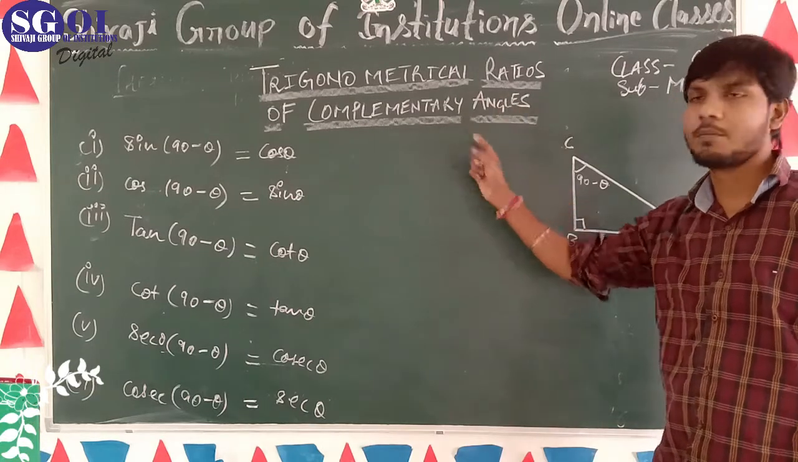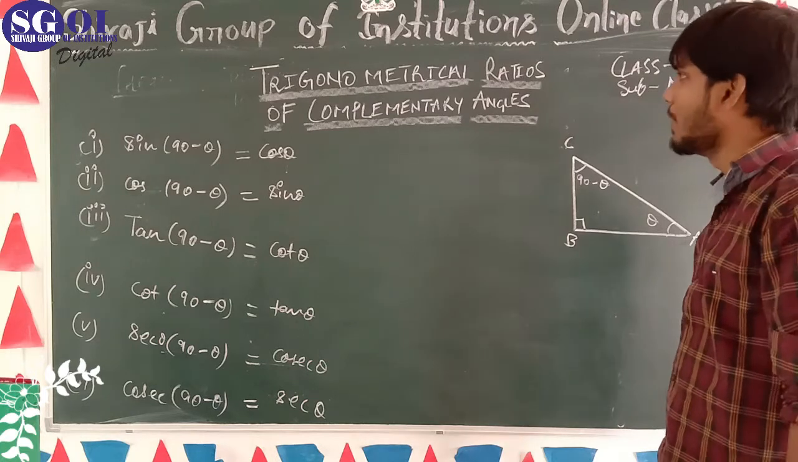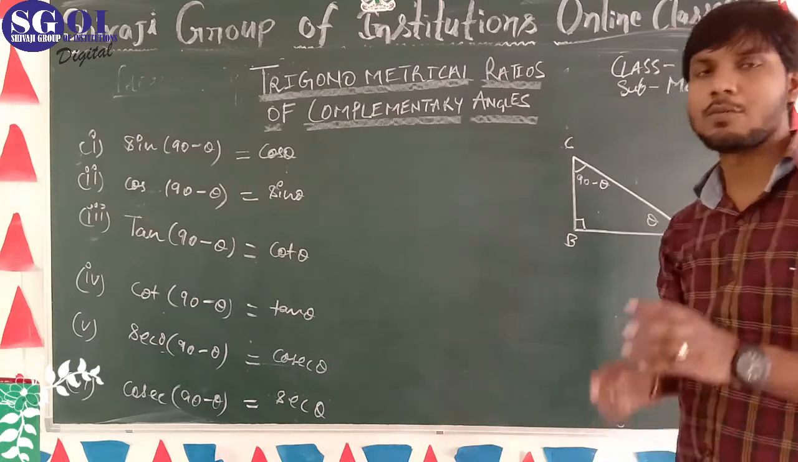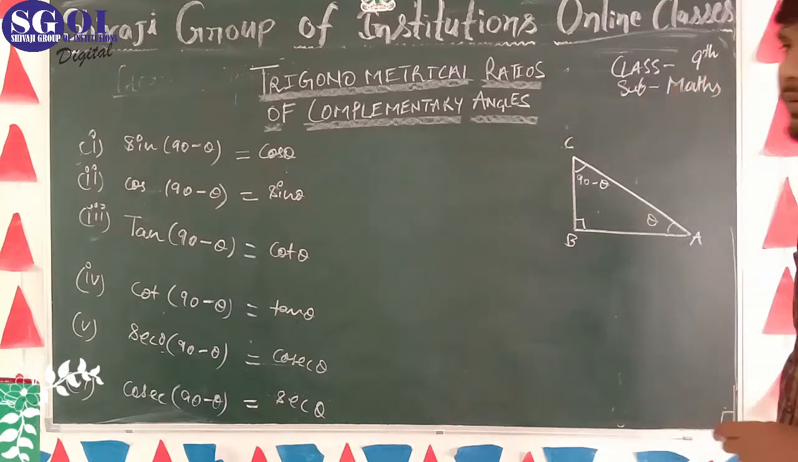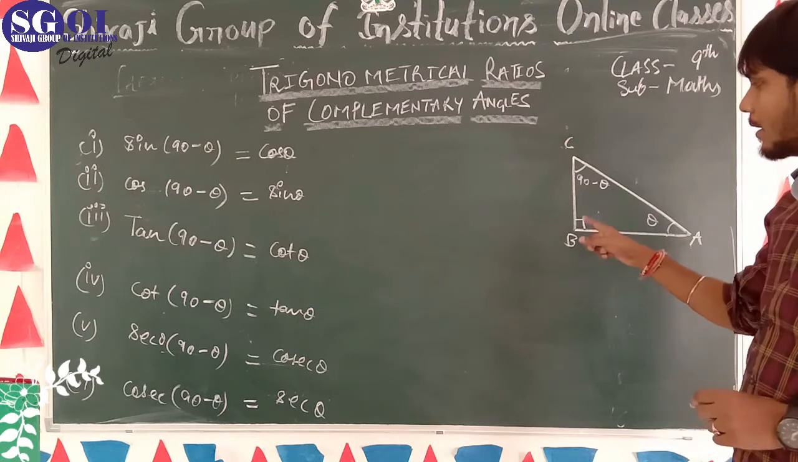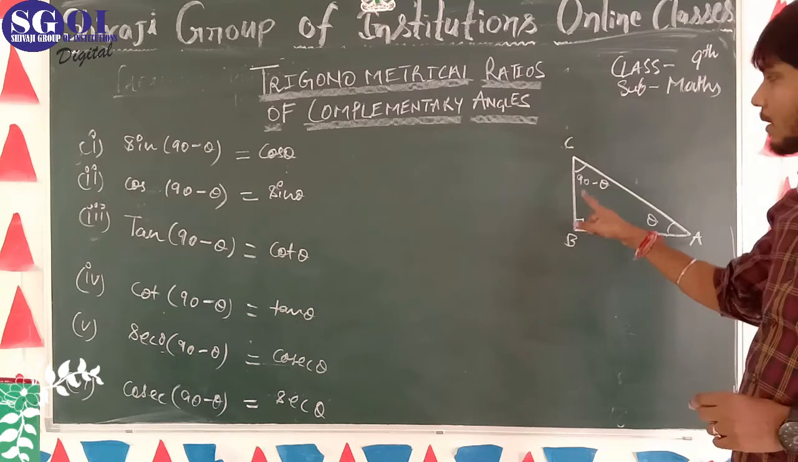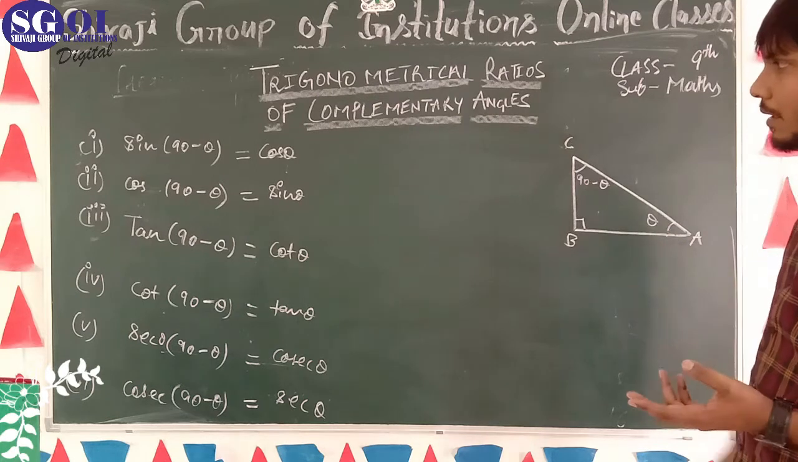Trigonometrical ratios of complementary angles. Clear? Complementary angles means the two angles whose sum is 90 degree. So here we talk about the right angle triangle. In a right angle triangle, one angle is 90 degree and the rest two angles are acute angles whose sum is 90 degree.